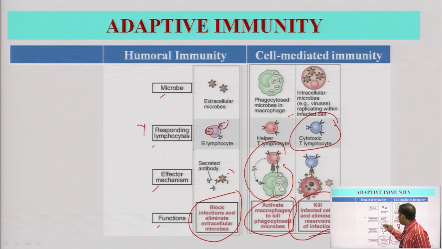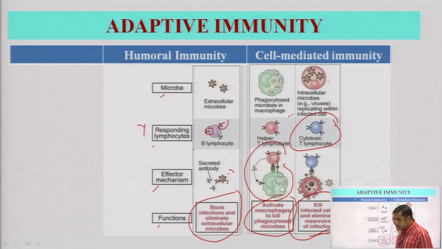So, in humoral immunity, we have seen the microorganism is surrounded by the antibodies. In this case it will not be surrounded, it will be engulfed. If any mismatch actually happens, it will directly kill it. That is why the killer T cells are so popular.